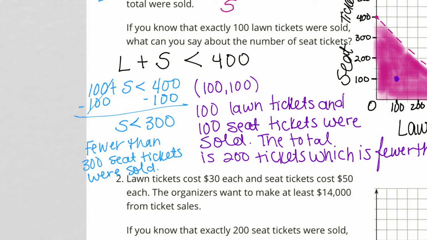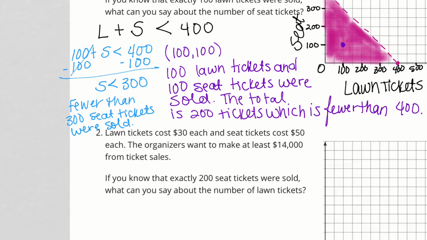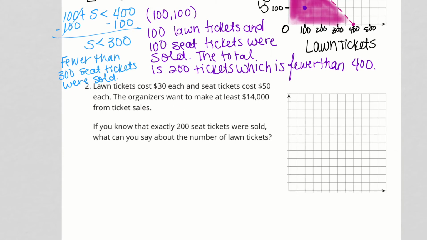All right. Now, let's go down to number 2. Lawn tickets cost $30 each, and seat tickets cost $50 each. The organizers want to make at least $14,000 from ticket sales. If you know that exactly, ignore the question for right now.